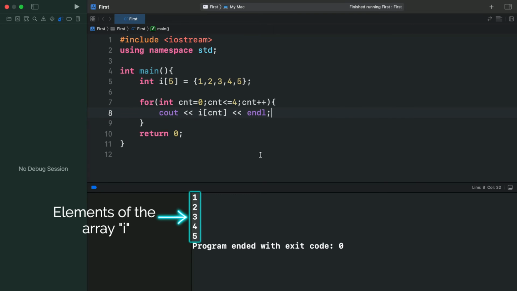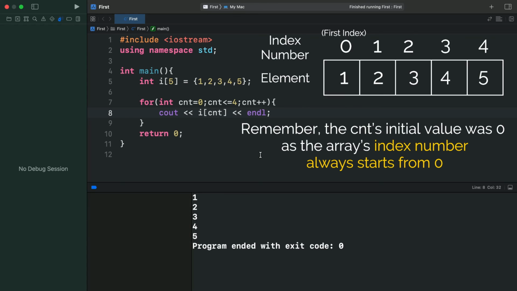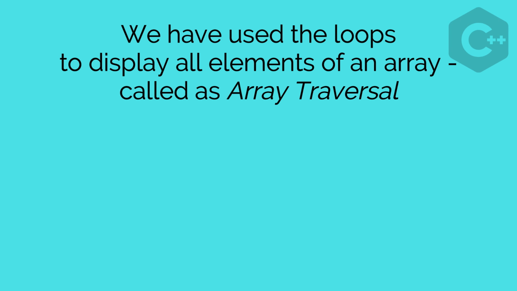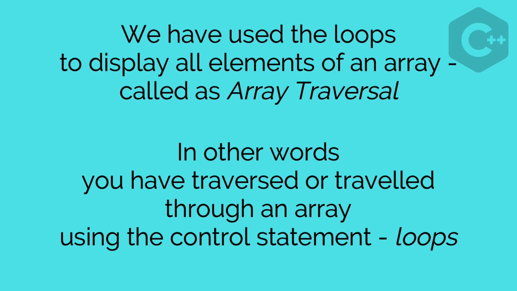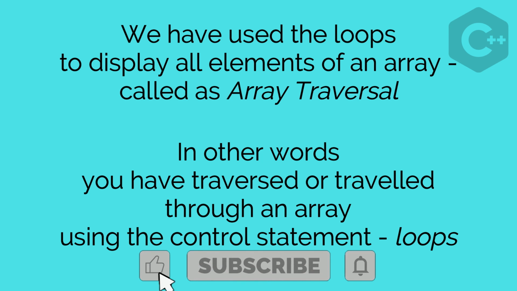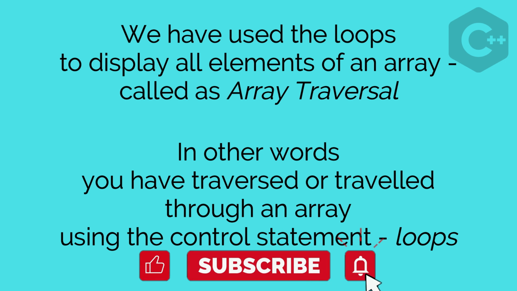As you can see, it displays elements of the array I. Remember, the cnt's initial value was 0 as the array's index number always starts from 0. So now we have used the loops to display all elements of an array. This is called as array traversal, or in other words, you have traversed or traveled through an array using the control statement loops.